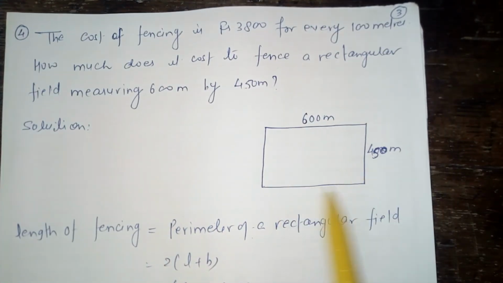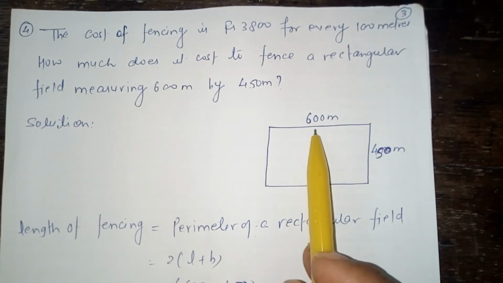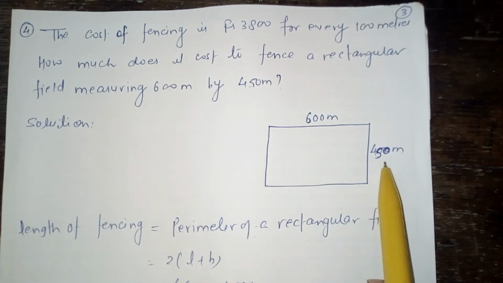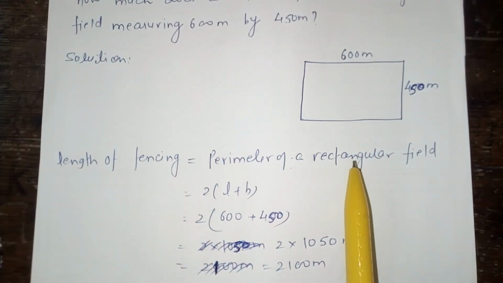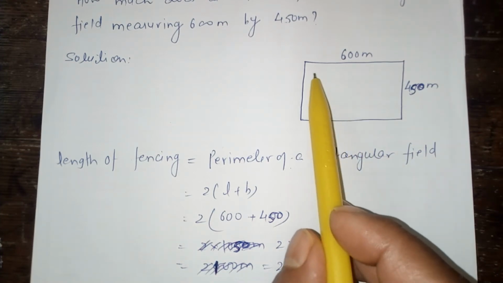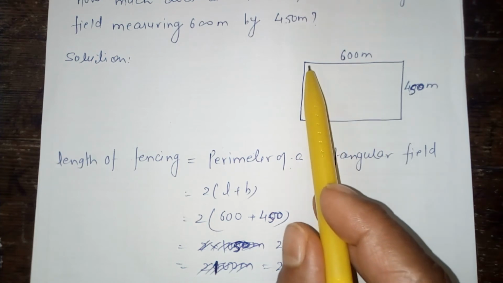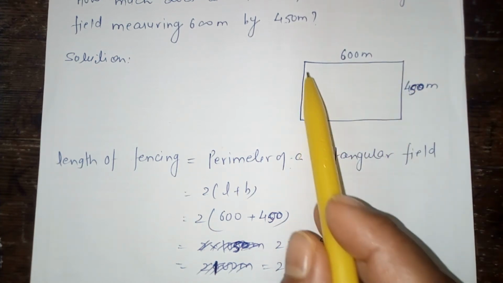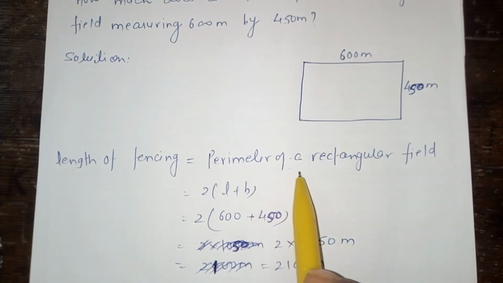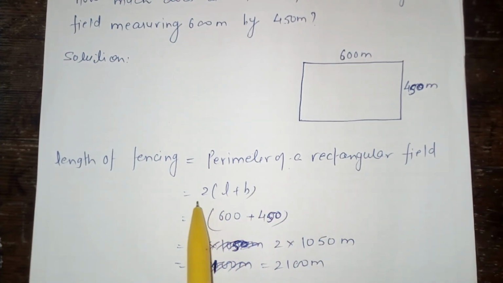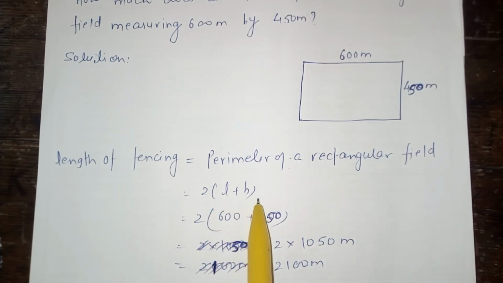My dear student, this is the rectangular field and length is 600 meter and breadth is 450 meter. In this question we will find out the length of the fencing. For finding the length of fencing, we will apply the perimeter of rectangular field. This equals 2 into (L plus B). 2 into (length is 600 meter and breadth is 450 meter).